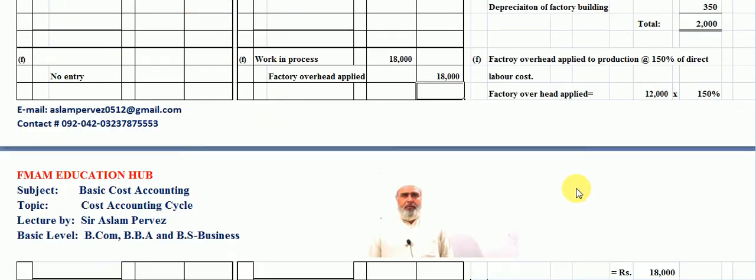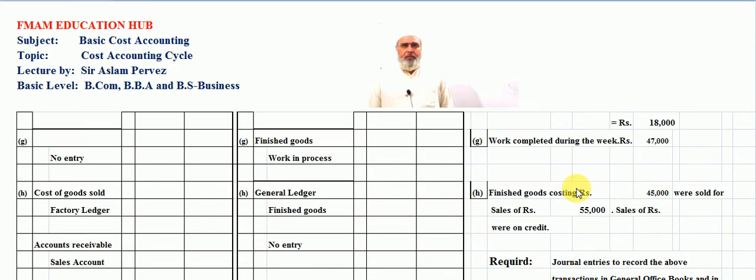Now students, let's move below to the G part entry, transaction: work completed during the week, 47,000 rupees. The entry is passed in the books of factory because completed processing belongs to the factory. Now 47,000 rupees is debited in the form of finished goods and work in process is credited for 47,000 rupees here.